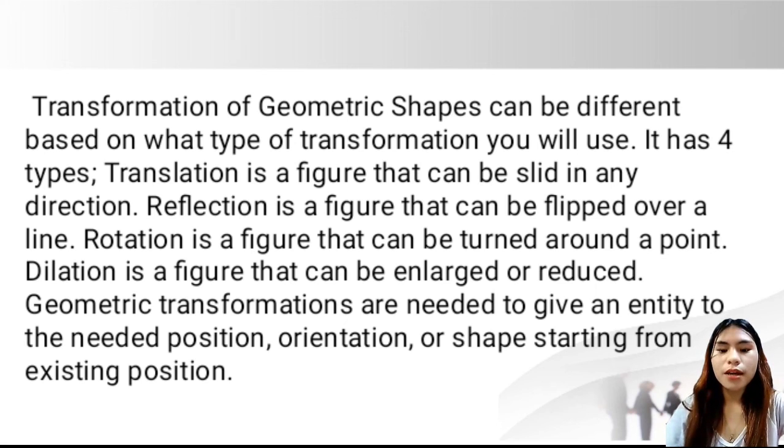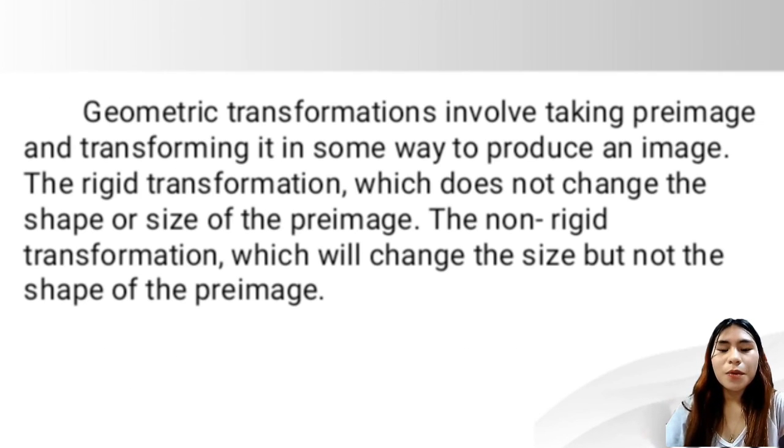Geometric transformations are needed to give an entity the needed position, orientation, or shape starting from an existing position. Geometric transformations involve taking a pre-image and transforming it in some way to produce an image. The rigid transformation does not change the shape or size of the image. The non-rigid transformation will change the size but not the shape of the image.